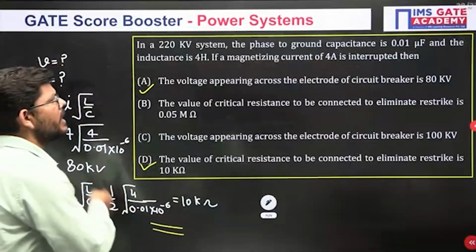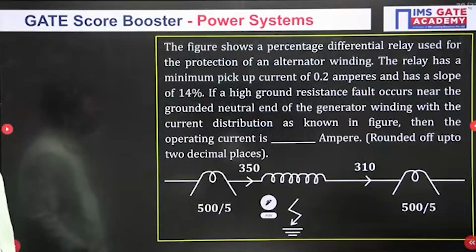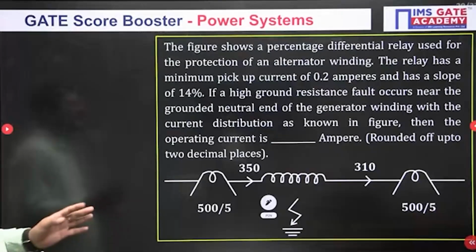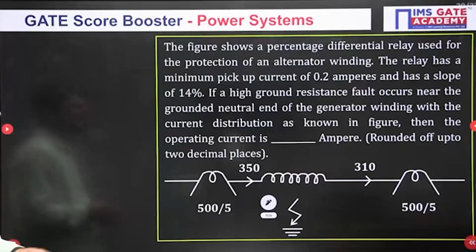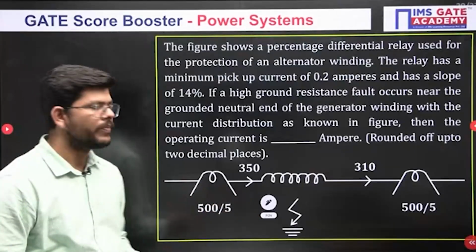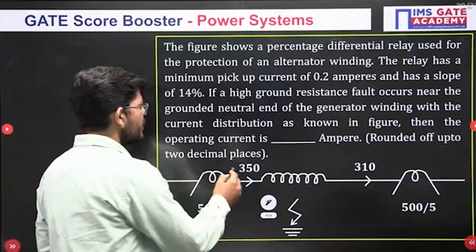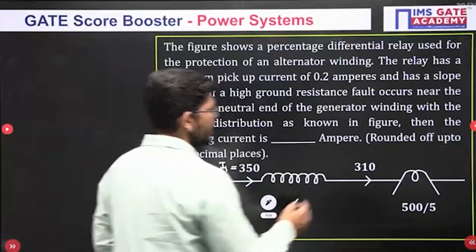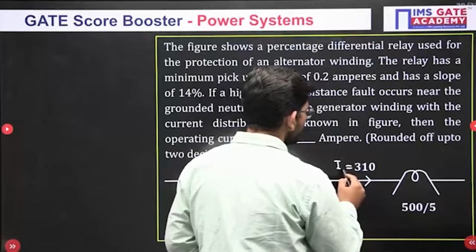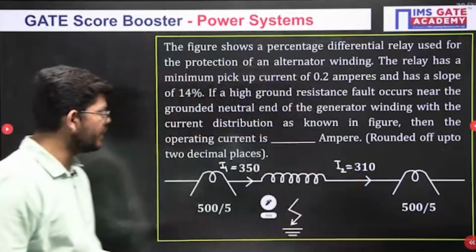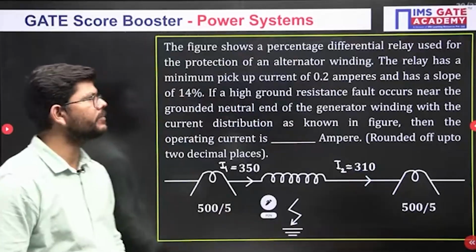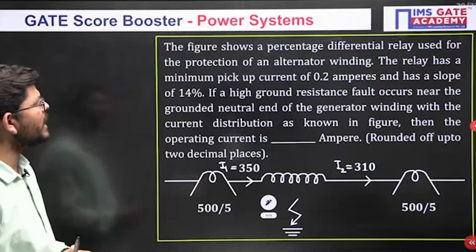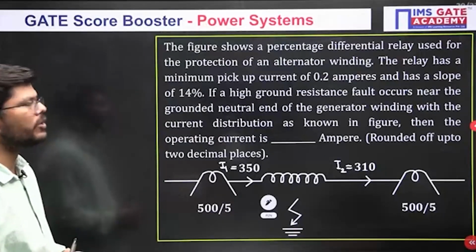After that, we have one question related to relays. The figure shows a percentage differential relay used for the protection of an alternator winding. So this is the percentage differential relay. This current we can call I1 and this current we can call I2, they are given to us, and the CT has the ratio 500 to 5. The relay has a minimum pickup current of 0.2.